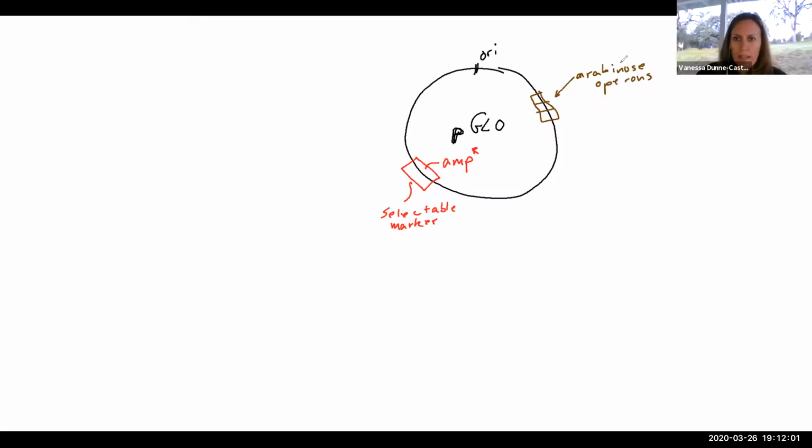This is therefore a catabolic operon. I'll just do arabinose in pink as a designation. It's a sugar, and this operon has genes that encode enzymes involved in catabolizing, or breaking down, arabinose sugar into usable glucose units that can be used for energy production.